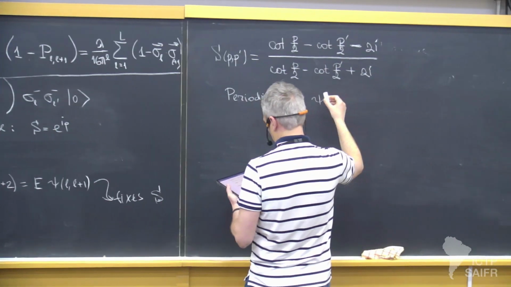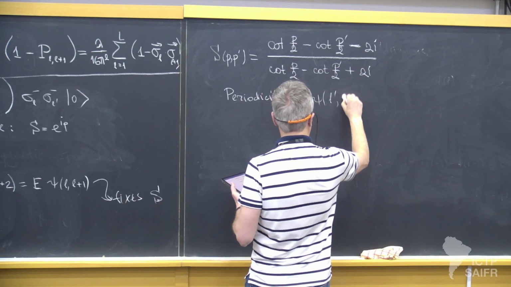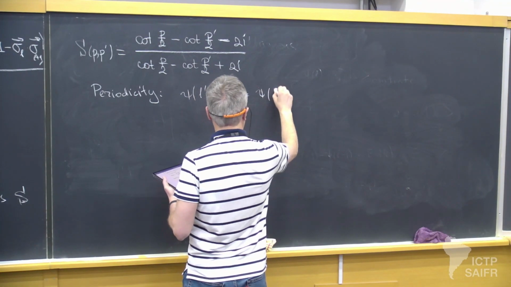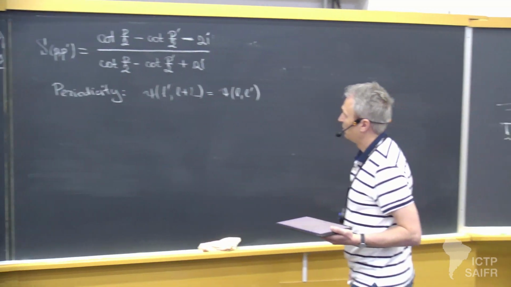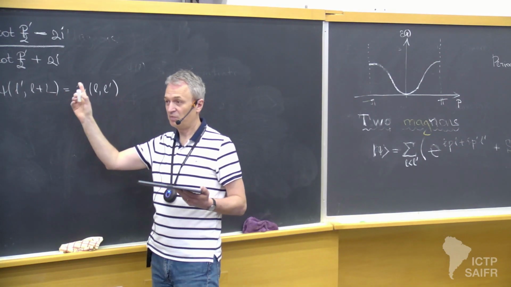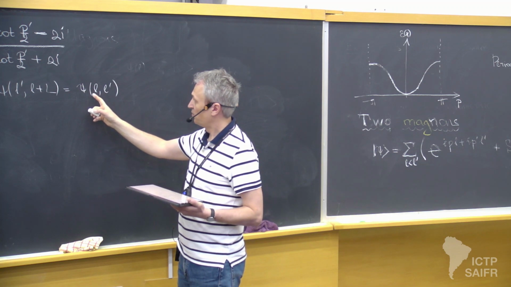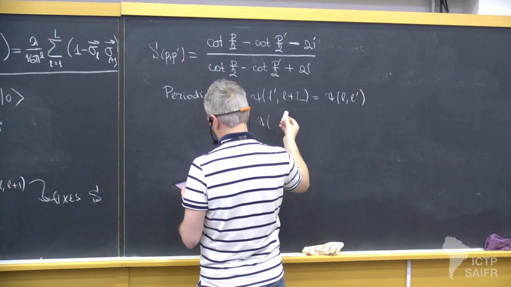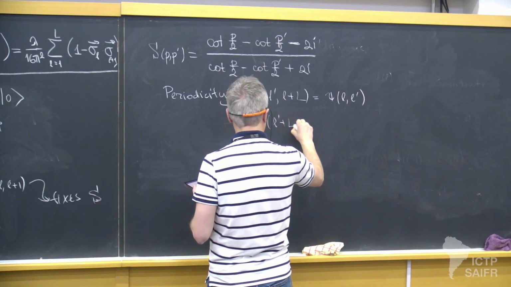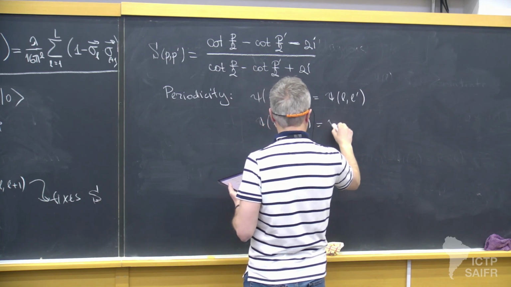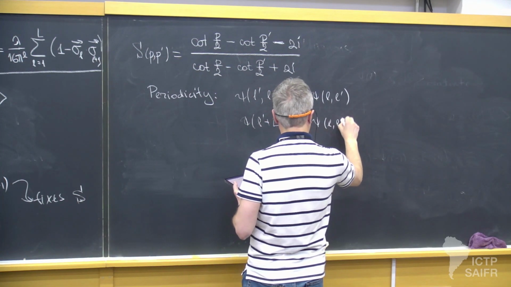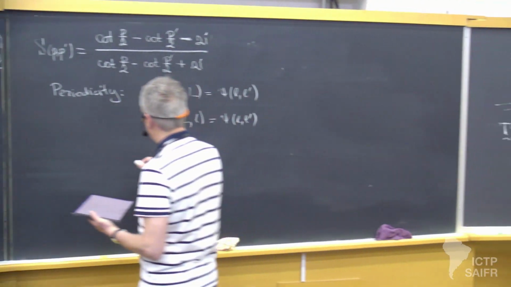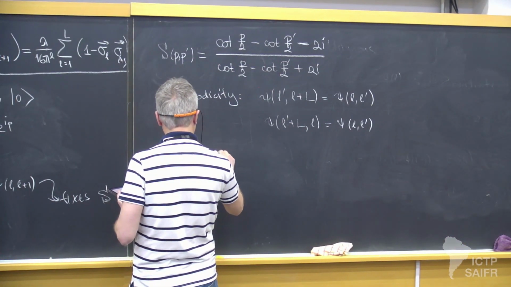So psi of L prime, L plus L should be equal to psi L L prime, right? So we shift one magnon by L sites, they interchange position. So it's the same as interchanging their positions. And another equation, the same but with L prime. You substitute the wave function, and what you find is a set of two equations for the momenta.